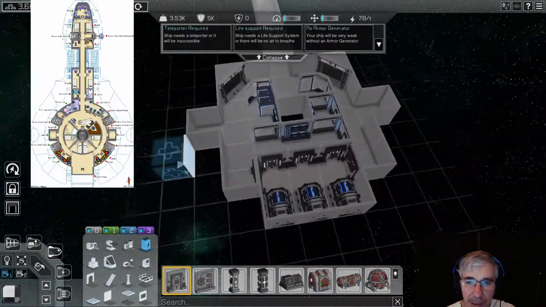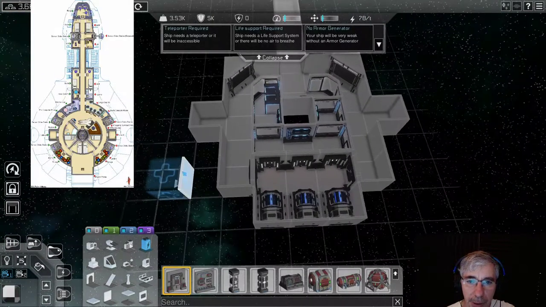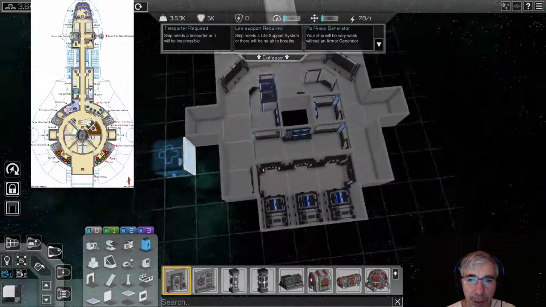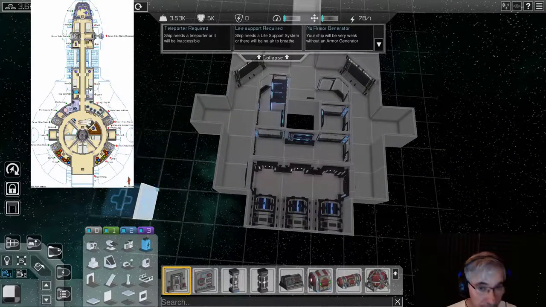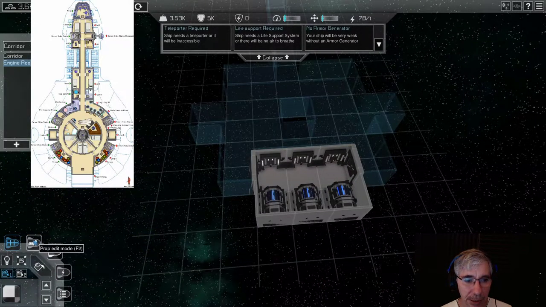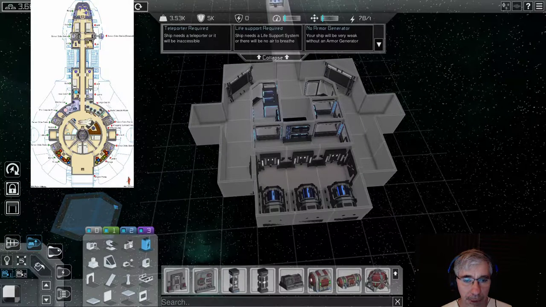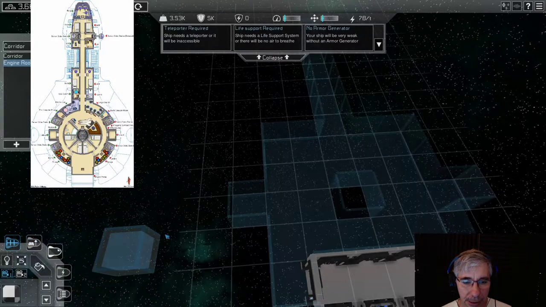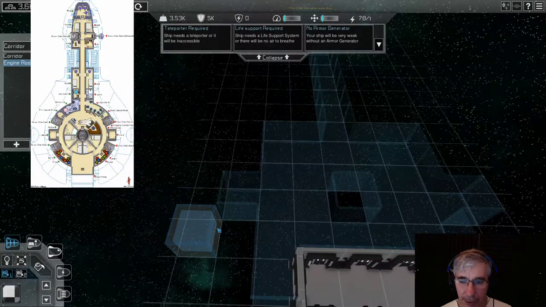The defense systems, like the shields and the armor generator and the weapons, if we place one. Well, this is something we have to decide. This ship has like this turret, right? But we could have different options there.